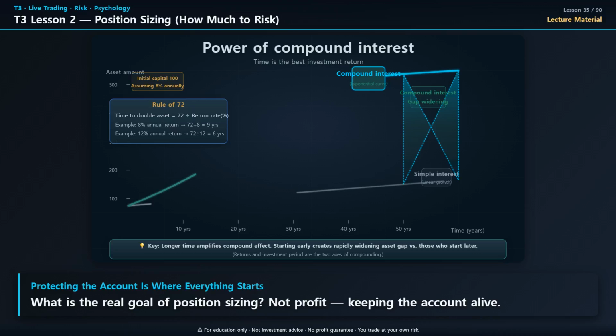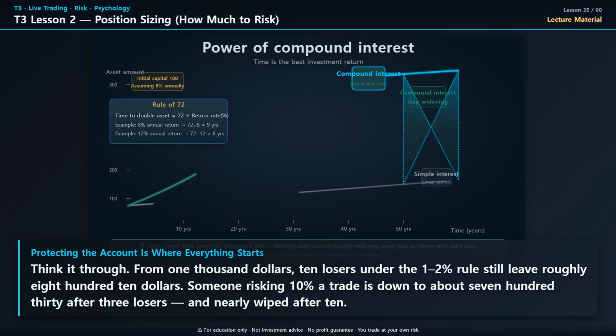What is the real goal of position sizing? Not profit, keeping the account alive. Think it through. From $1,000, 10 losers under the 1 to 2% rule still leave roughly $810. Someone risking 10% a trade is down to about $730 after 3 losers and nearly wiped after 10.